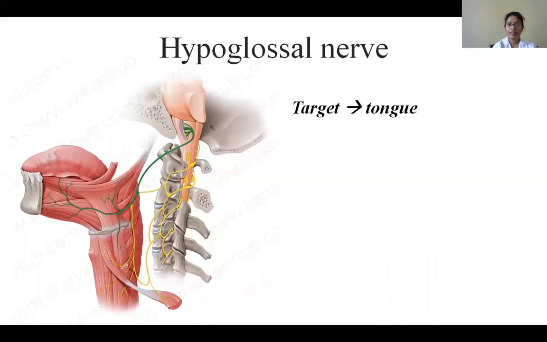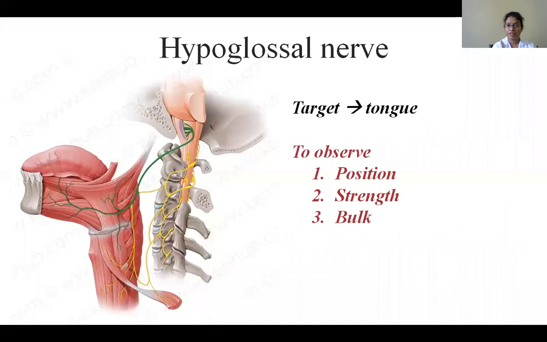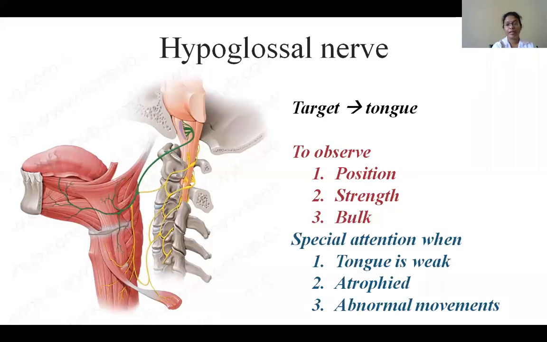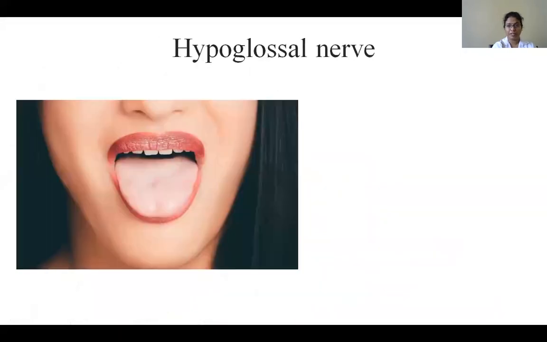So to assess the hypoglossal nerve, the target organ is the tongue. In the tongue, we observe the position of the tongue, the bulk of the tongue, and the strength of the tongue. So 3 points are to be observed. At the same time, you have to pay attention, if the tongue is appearing weak, whether there is any atrophy, or if there are any abnormal movements present in the tongue. So these all points would be a part of inspection.